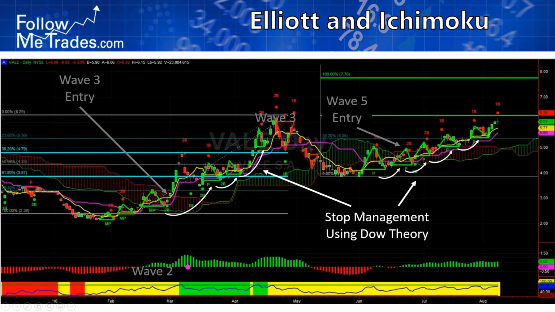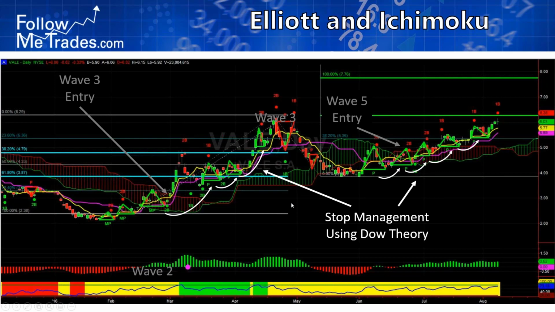We also use Dow theory to manage a trade, right? So once we get in, we're going to put our stop at that prior low, right? We got a high, higher, low, new high. I'm going to put my stop at that initial low, and then as it plays out, I'm going to trail my stop to here, to here, to here.